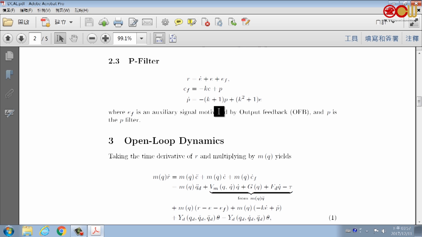So the approach is we define a P filter. Here we call the P filter, this P. P is the filter, and it follows this dynamics.